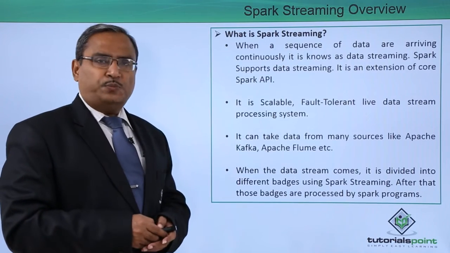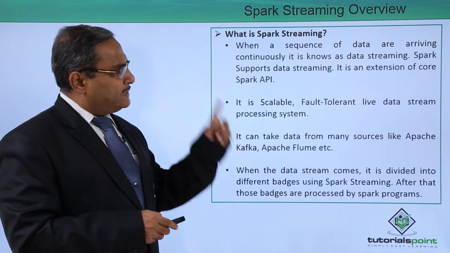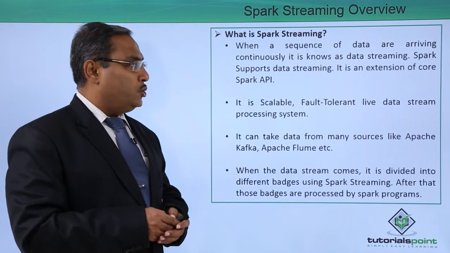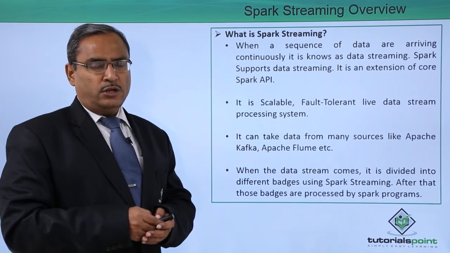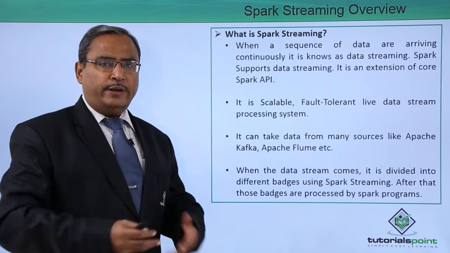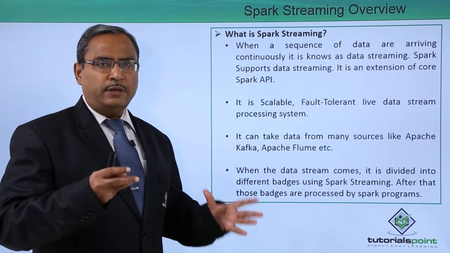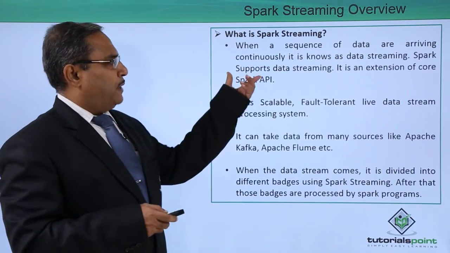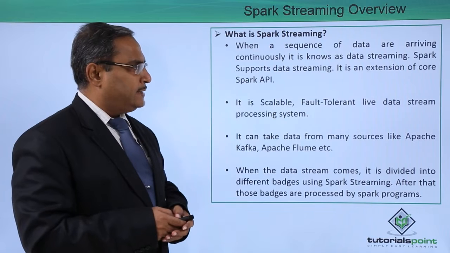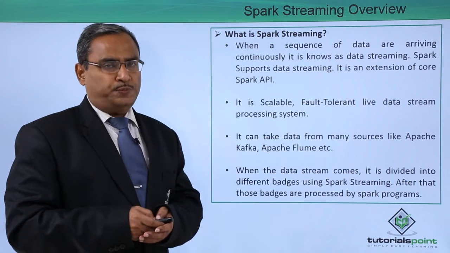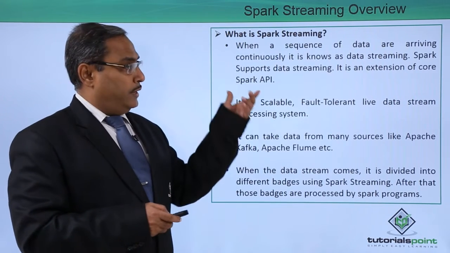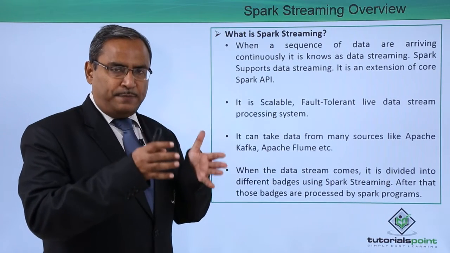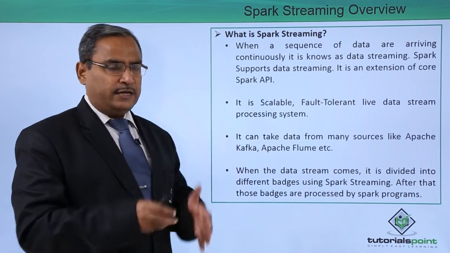So what is Spark streaming? When a sequence of data is arriving continuously, it is known as data streaming. So if a sequence of data is coming along with time for a long duration, then you can say that we are having the data stream there. And Spark supports data streaming, and it is an extension of the core Spark API. So in the core Spark API, we have this particular API which can handle this data stream.